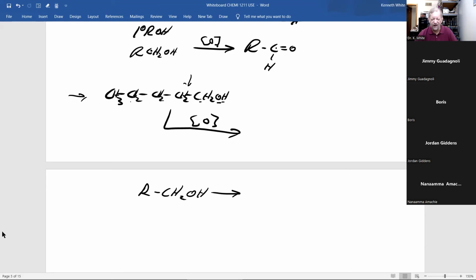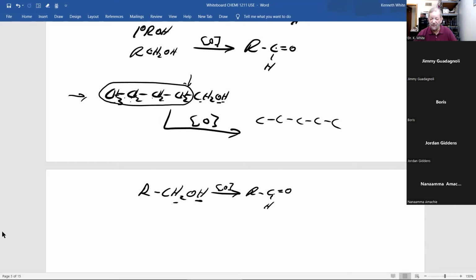If I oxidize it, that's what the O in the brackets means, I lose this hydrogen here, form a carbon-oxygen double bond, and that carbon still has a hydrogen and an aldehyde. So what's my R group? This right here. Another way of thinking is I start with 1, 2, 3, 4, 5 carbons. I better end up with 5 carbons.